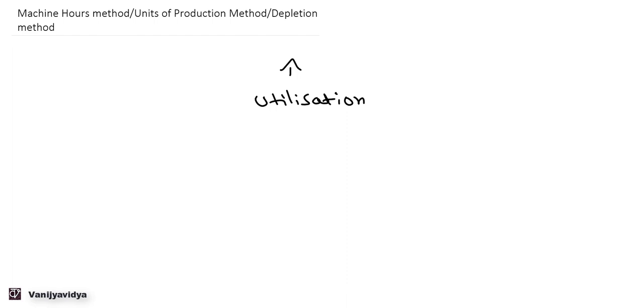Utilization of the asset. So, in case of machine hours method, the anticipated total machine hours for which the machine will be useful is calculated. Then the total depreciation amount will be divided by this anticipated total machine hours, and then it will be multiplied with the actual machine hours which were used for that particular year to calculate the depreciation amount.